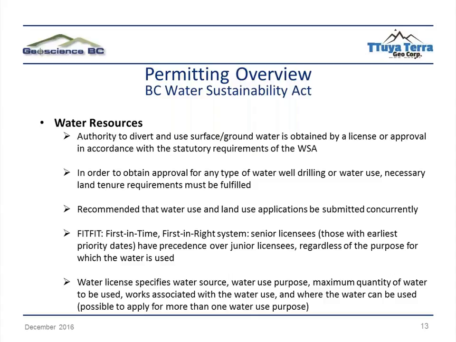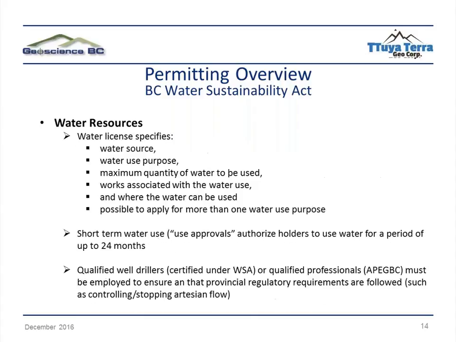So some of the things that a water license specifies are things like the water source or the purpose for the water use, what's the maximum quantity of the water that is going to be used, what are the associated works, the different components that are installed with the system for using the water, and where the water is going to be used. And through this process, it is possible to apply for more than one water use purpose.